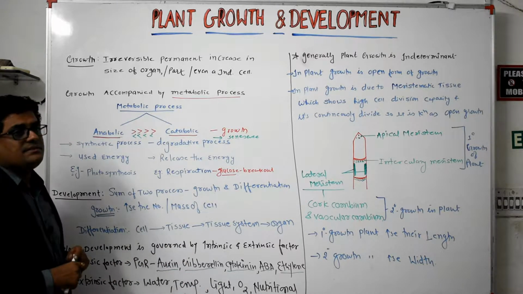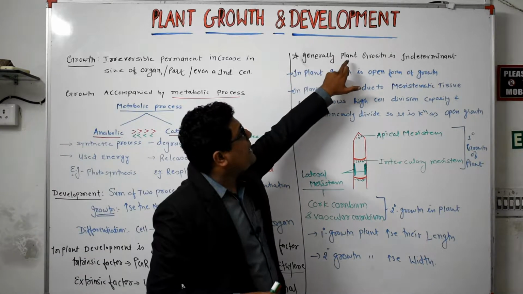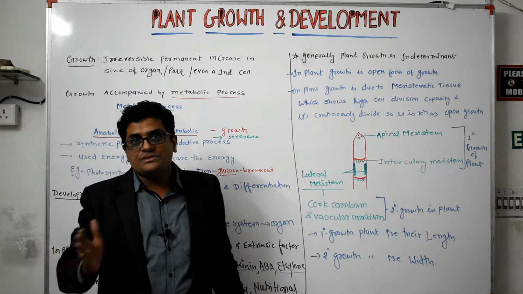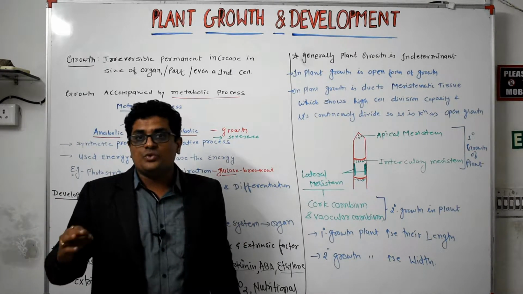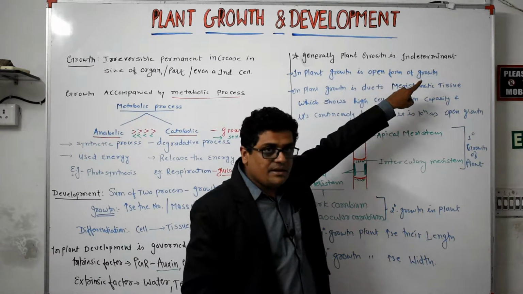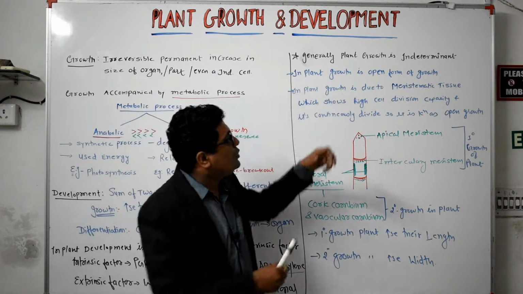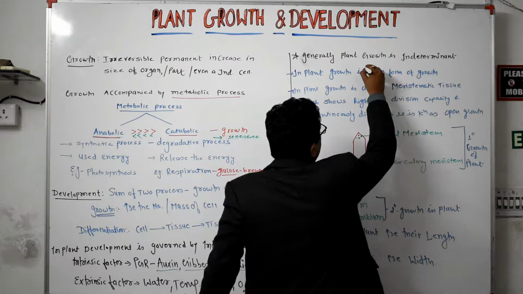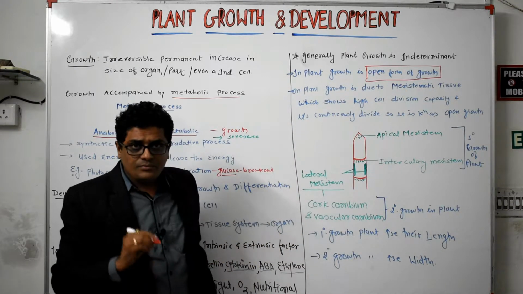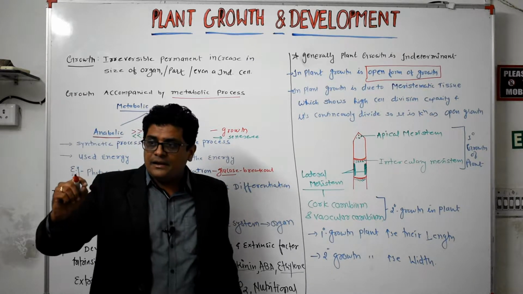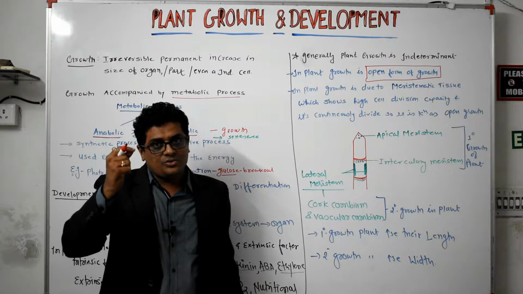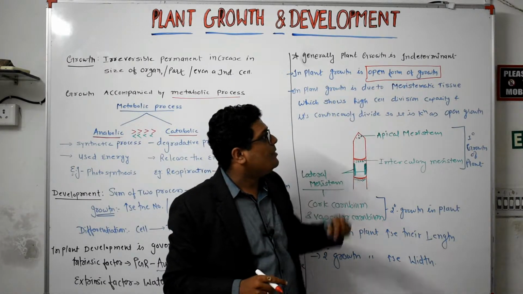Okay, now the next term: generally in plants the growth is indeterminate. Indeterminate means it continuously increases and shows growth throughout life. That's why in plants the growth is indeterminate, as well as the open form of growth. What is the open form of growth? In plants, the cells continuously divide and increase in size throughout life. That's why it is called the open form of growth.